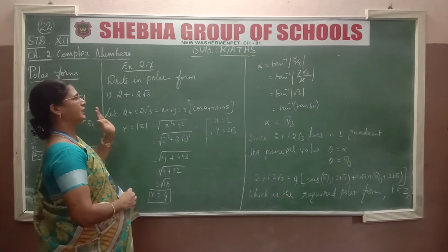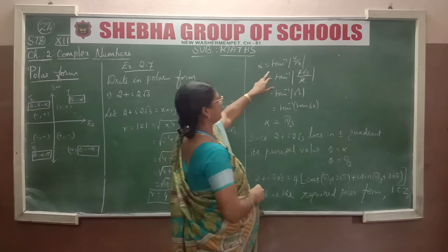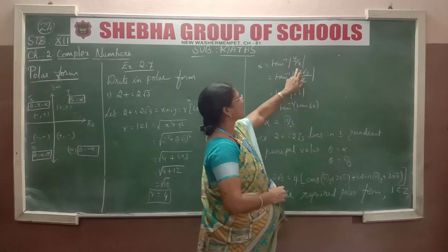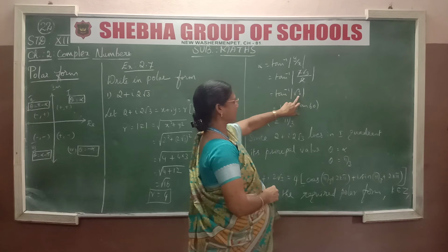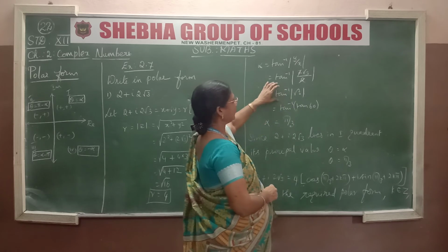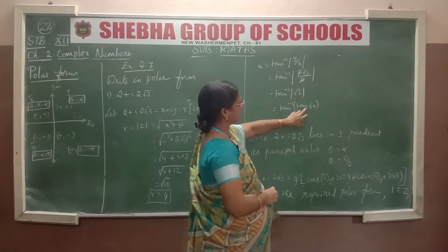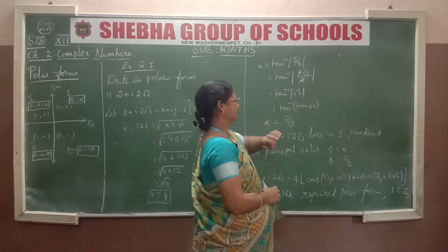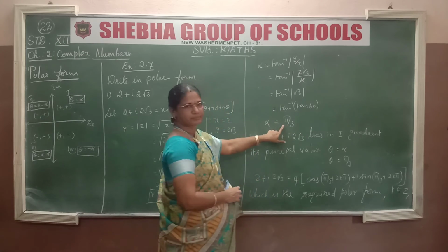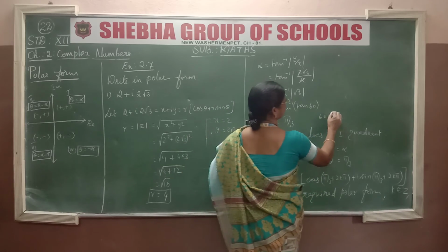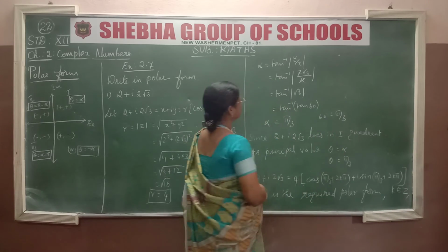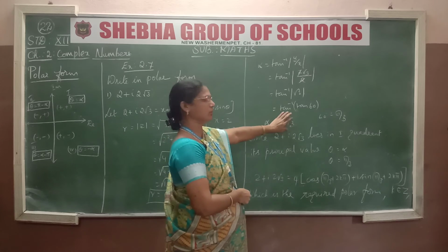Next we have to find alpha. Alpha is tan inverse of mod y by x. So y is 2 root 3 by 2. 2 gets cancelled, we get root 3. So for root 3, we check which tan value gives root 3. That is tan of 60 degree. 60 degree is what? Pi by 3. And alpha is equal to pi by 3.